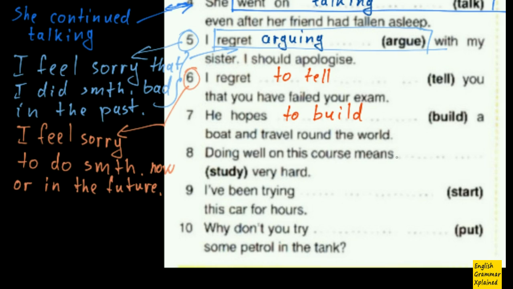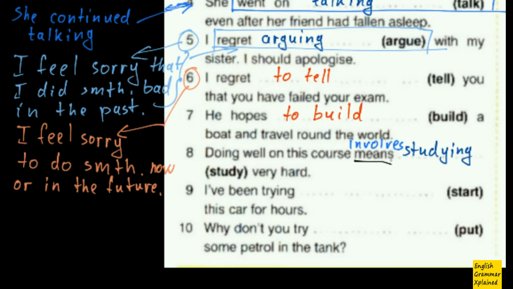Doing well on this course means studying very hard. And here I have this verb, means. What is this? Well, here I put ing form, studying. I use the structure like this, mean and ing form. It can be replaced with involve. It's just the same thing, involve. So I can say doing well on this course involves studying very hard, or doing well on this course means studying very hard. That's the same thing.